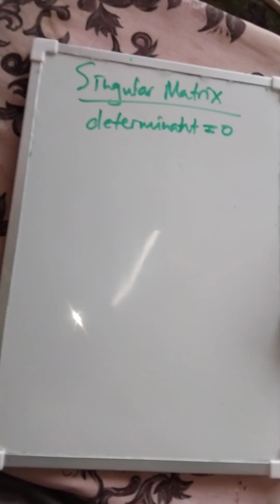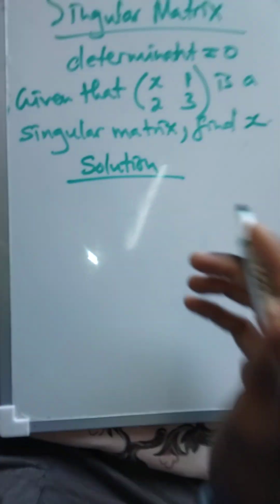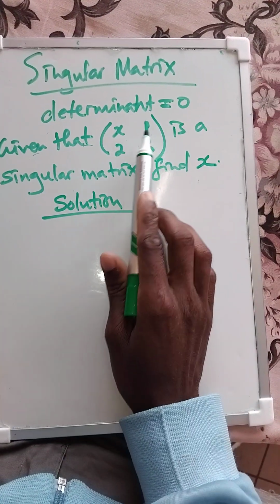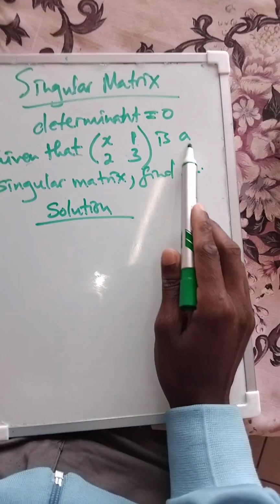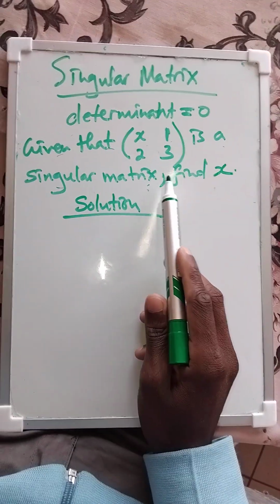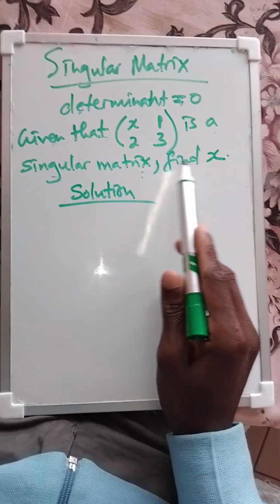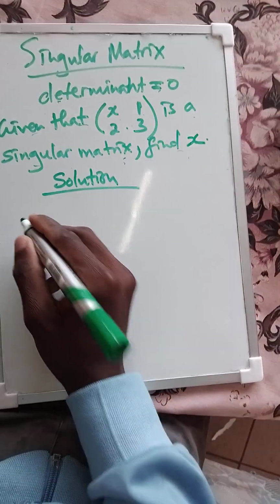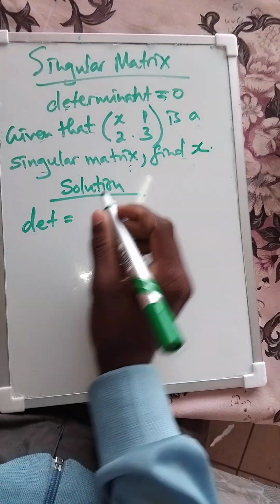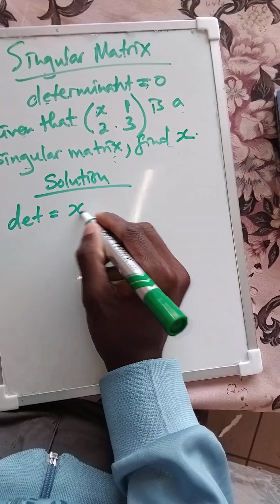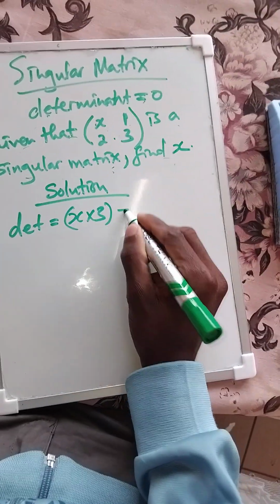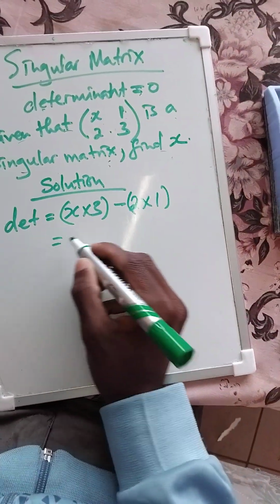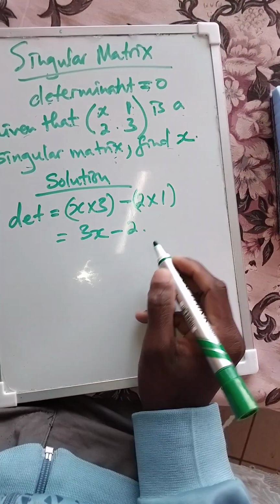Tine question yedu iyo panapa irikuti you're given that X matrix, this matrix is a singular matrix. So singular matrix has determinant 0. Find X. So first thing, let's find the determinant of this matrix. Determinant of this matrix is X times 3 minus 2 times 1, 2 times 1. So we get 3x minus 2.